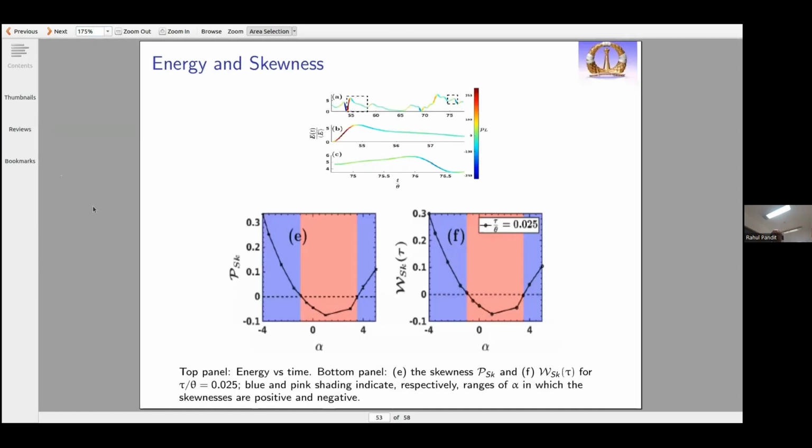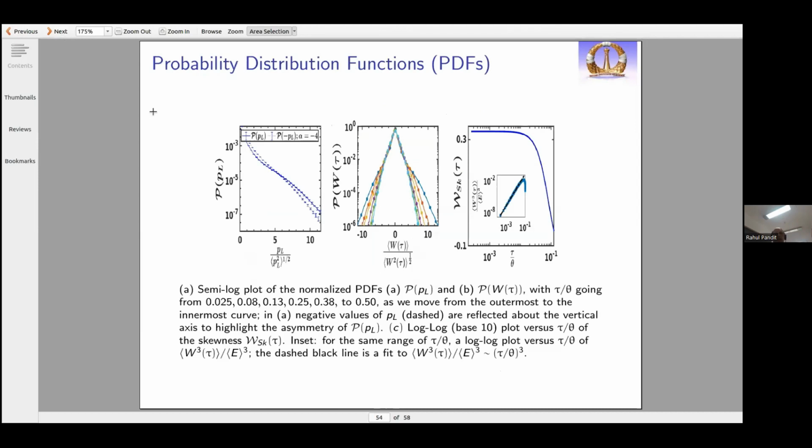Okay, so we have plotted here the skewnesses of the power distribution and the W distribution. The blue is the range where the skewnesses are positive, and pink is where they're negative. So for very large activity or very large friction, you get the effect which is the opposite of what is seen in classical fluid turbulence. I could show you PDFs of those, and you can see clearly that they are skewed.